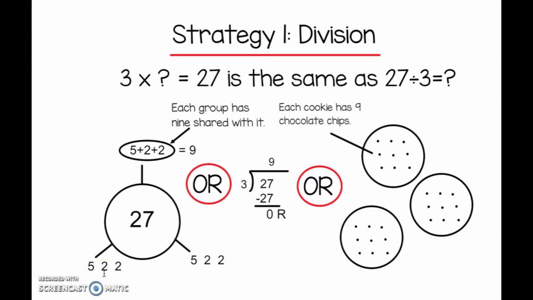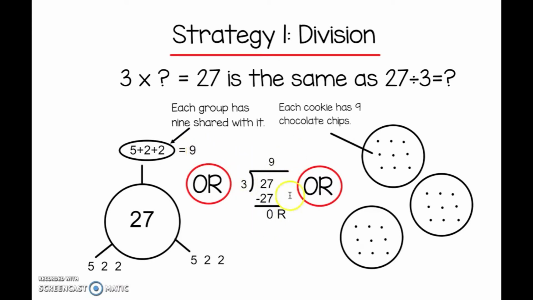Now I'm going to share some more 2s. So now I'm at 23, 25, and finally 27. So I've been able to evenly share all of 27 into 3 sections. And what did I get? Well, when I added up, I got 9 in each of those sections. So 27 divided into 3 sections gives us 9.